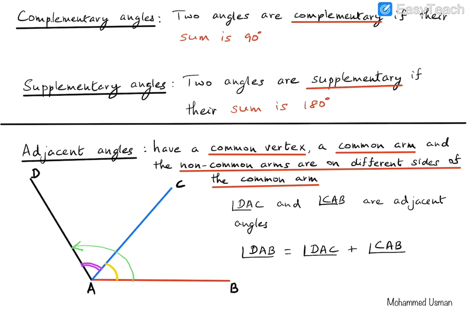So when you have two adjacent angles, the sum of the two adjacent angles will be equal to the angle formed between the two non-common arms. The non-common arms in this case are AD and AB. So the angle between the two non-common arms is equal to the sum of the two adjacent angles. This is another property that you should remember, and that will be useful in solving problems.